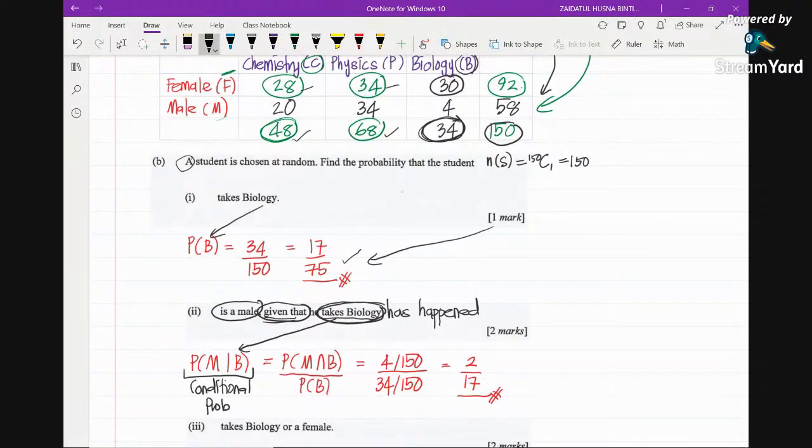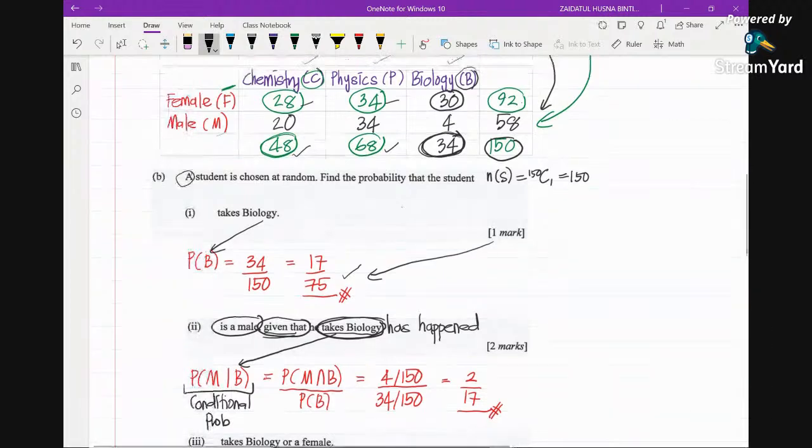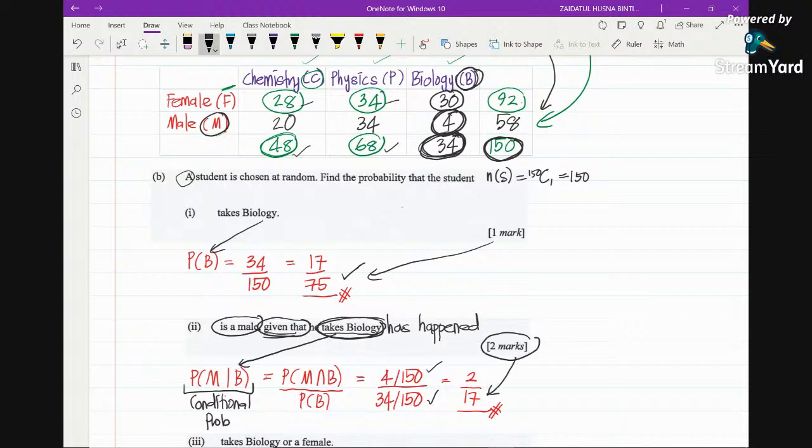So where can we obtain M intersect B? You refer to the table here. The value here is 4 out of 150, right? So we put 4 out of 150 divided by PB. So what is our PB? We can obtain it from the previous answer, or from the table, 34 over 150. When you press the calculator, you will have 2 over 17. Again, it is only 2 marks here, so don't spend too much time on solving this.